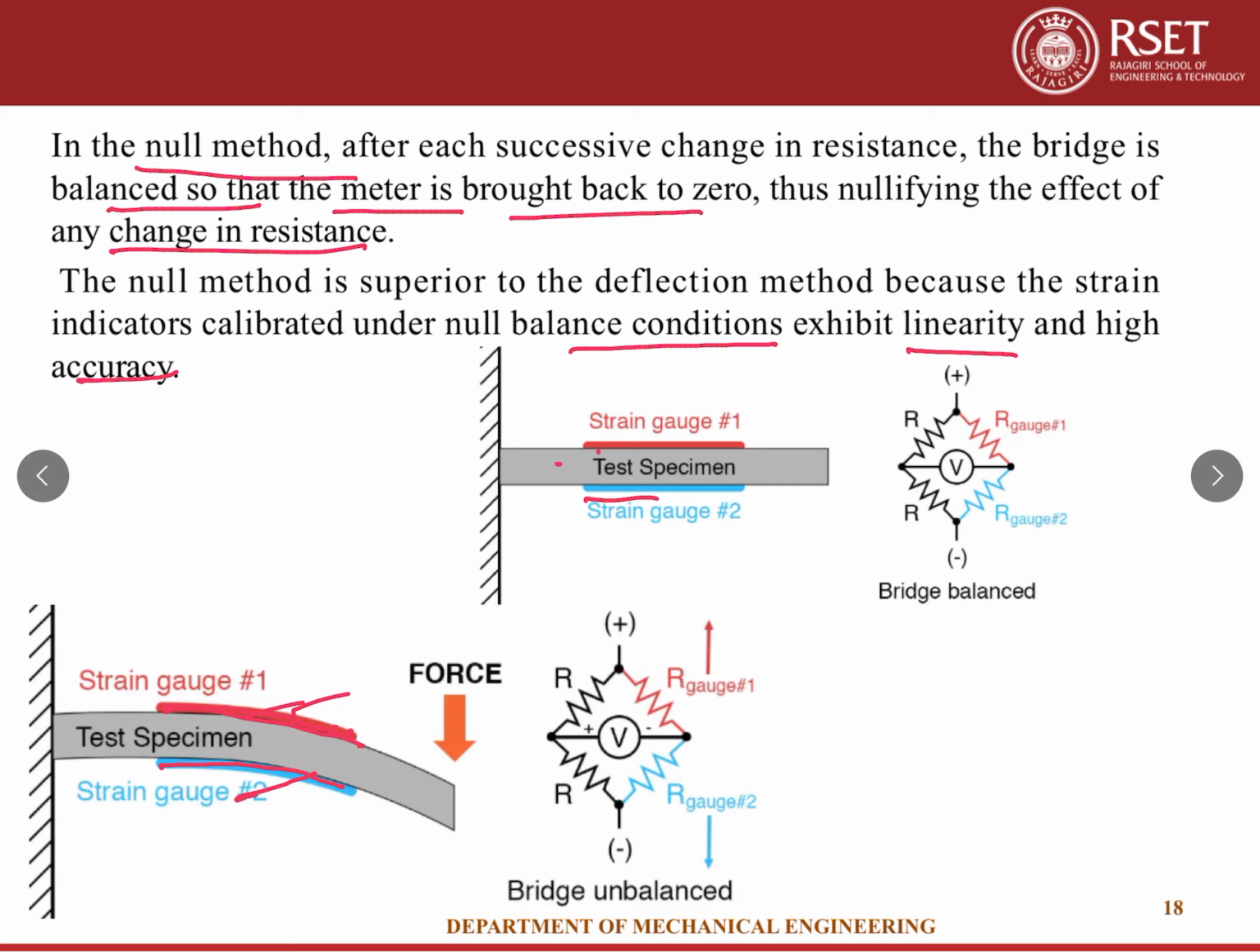In a situation like this, what we do is we connect this strain gauge to one of the resistances of the Wheatstone bridge and this strain gauge to another resistance of the Wheatstone bridge, and then we can measure the strain experienced by this test specimen.